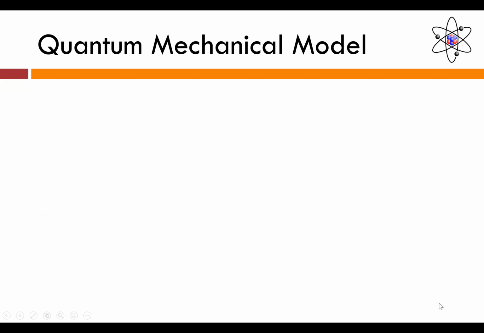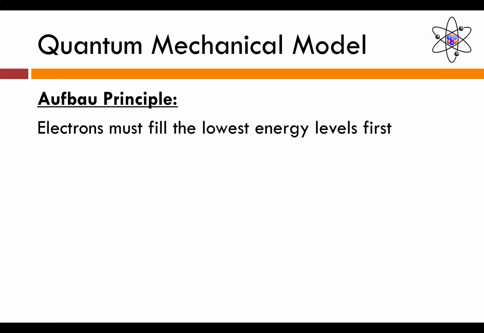Let's get started. The Aufbau Principle. Basically, this just states that electrons must fill the lowest energy levels first. We kind of applied this with the Bohr model of the atom. We knew that we had to put the electrons as close to the nucleus as they could be, and only once those low energy levels filled up could we move further away.